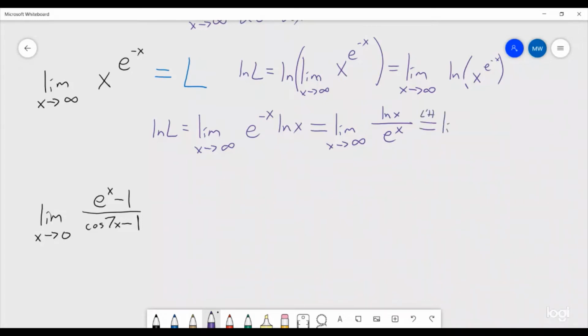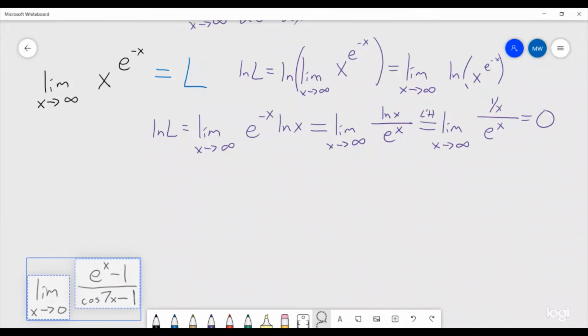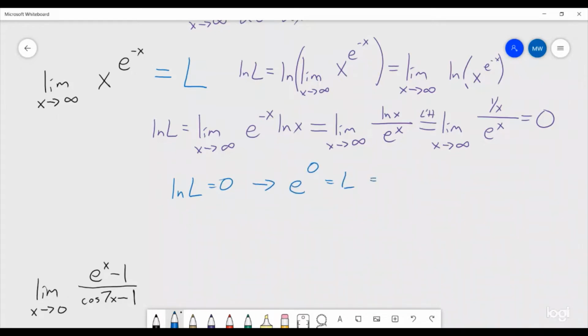This is equal to the limit as x goes to infinity of the derivative of natural log of x, that's 1 over x, over the derivative of the bottom, that's e to the x. So we get 0 over infinity, that goes to 0. So, does that mean that our answer is 0? No, it means that the natural log of our answer is 0. So we just need to solve for what L is going to be. We know that the natural log of L is equal to 0, which means that L is equal to 1. So our limit is 1.